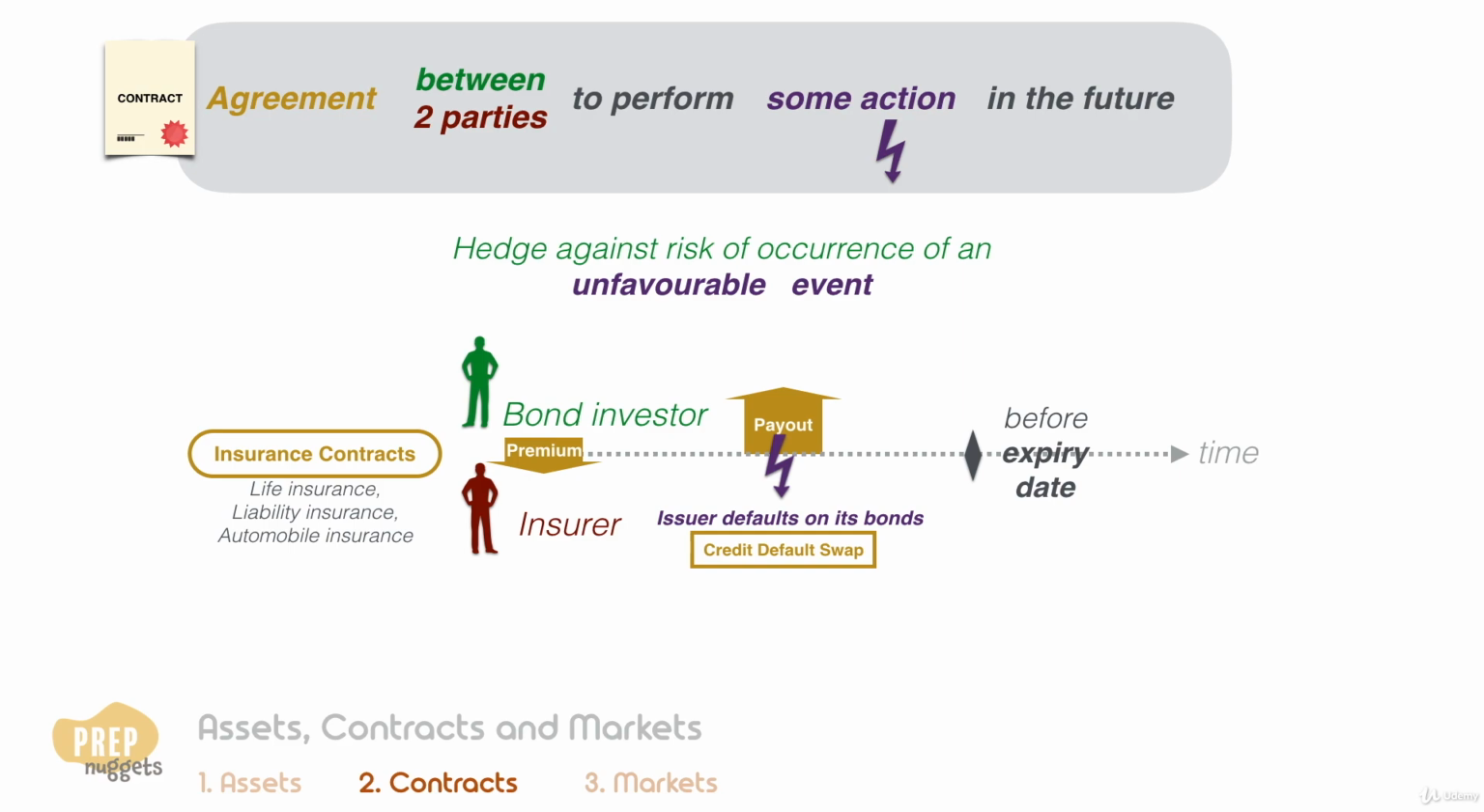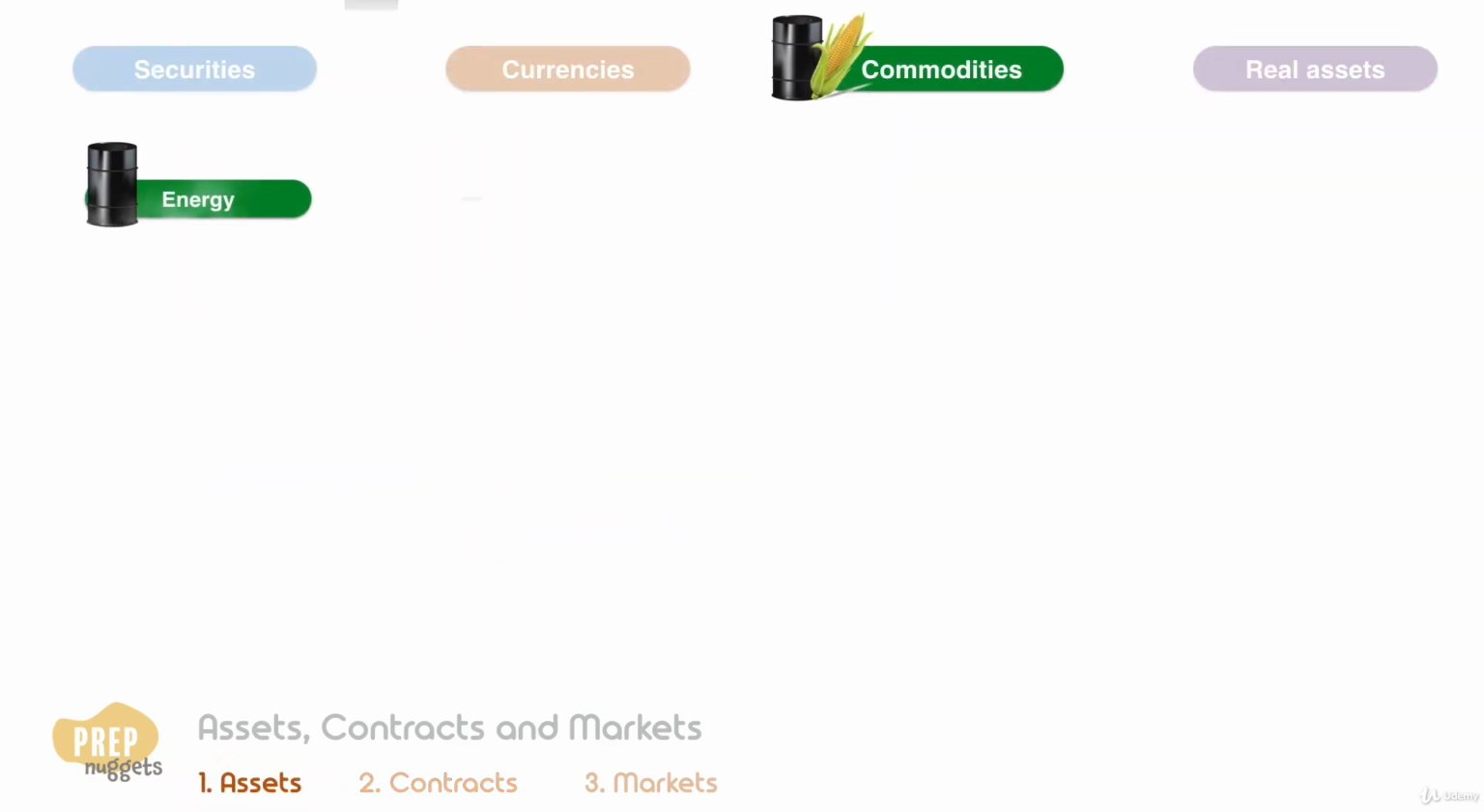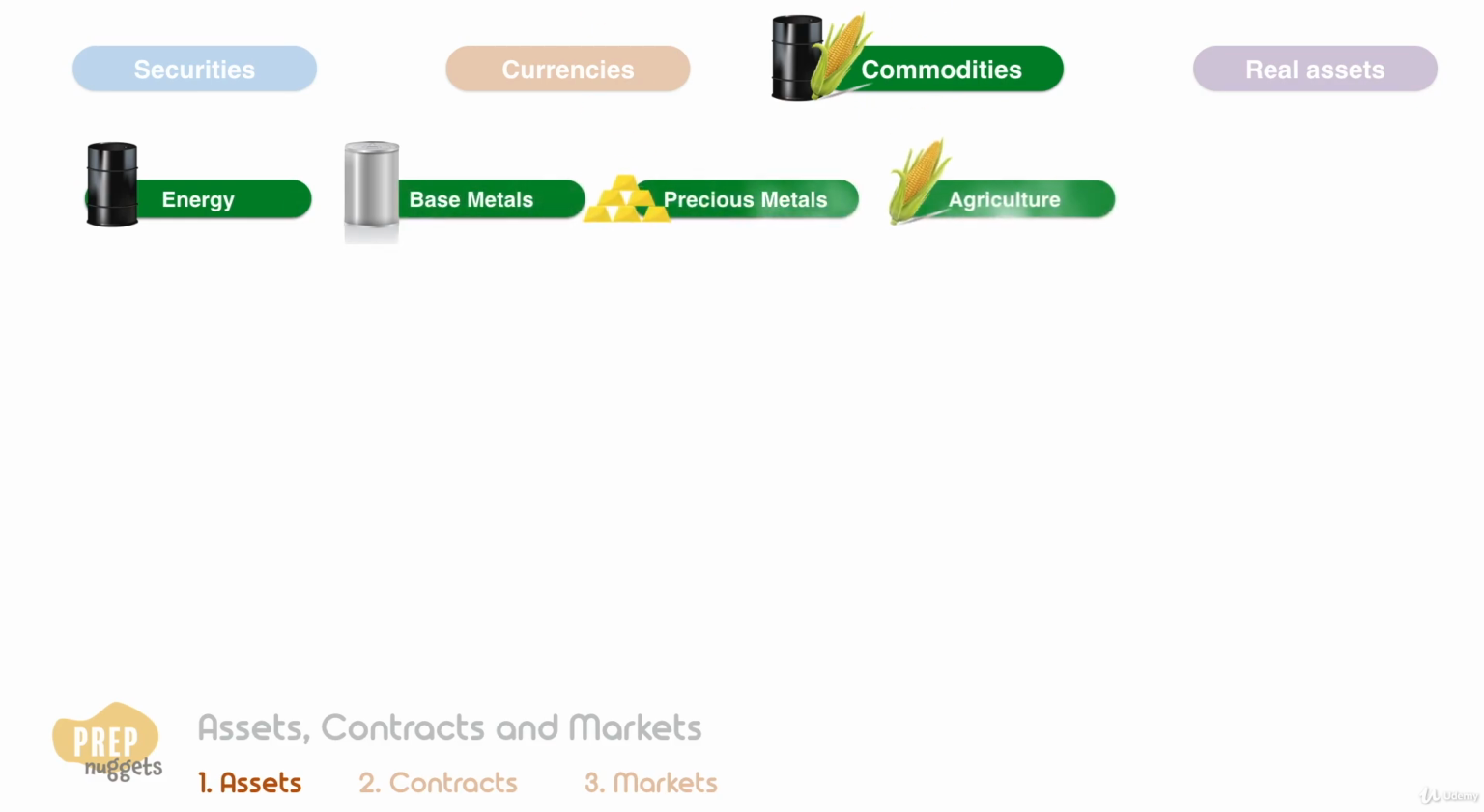They can also be used by parties that will experience losses if the bond defaults. Credit default swaps also attract interest from speculators who want to bet on the probability of an issuer defaulting on its bonds. And with an understanding of financial contracts, let's head back to where we left off in our discussion on investment assets. Commodities include energy products, industrial metals, precious metals, agricultural products, and carbon credits.